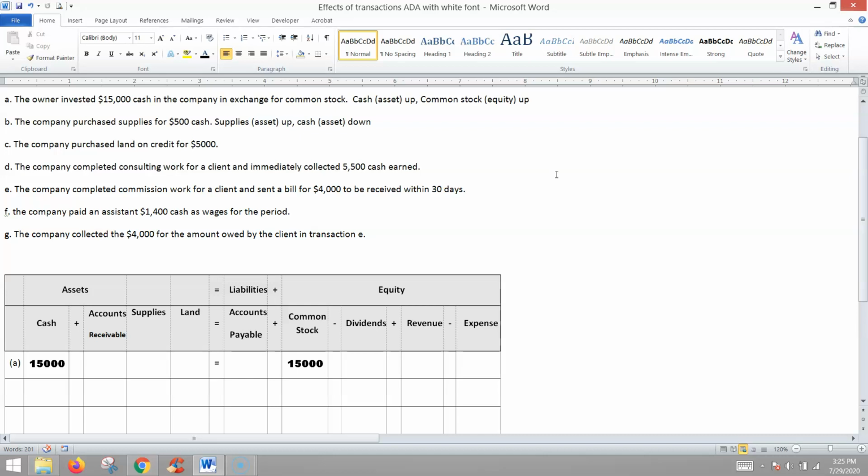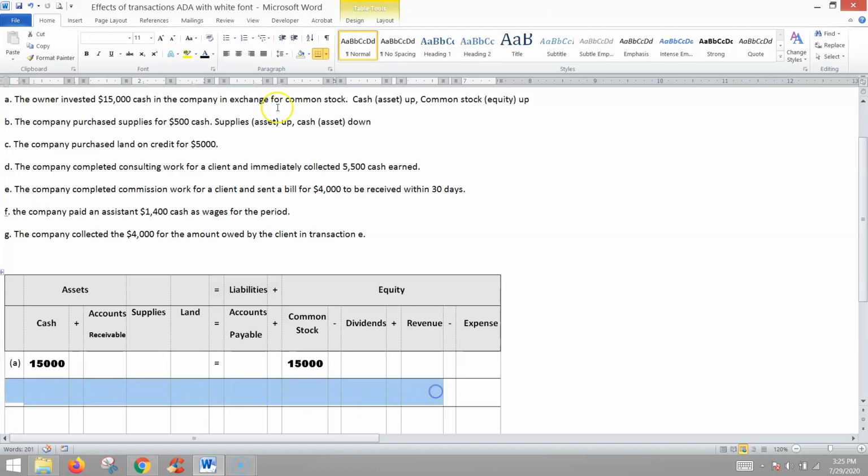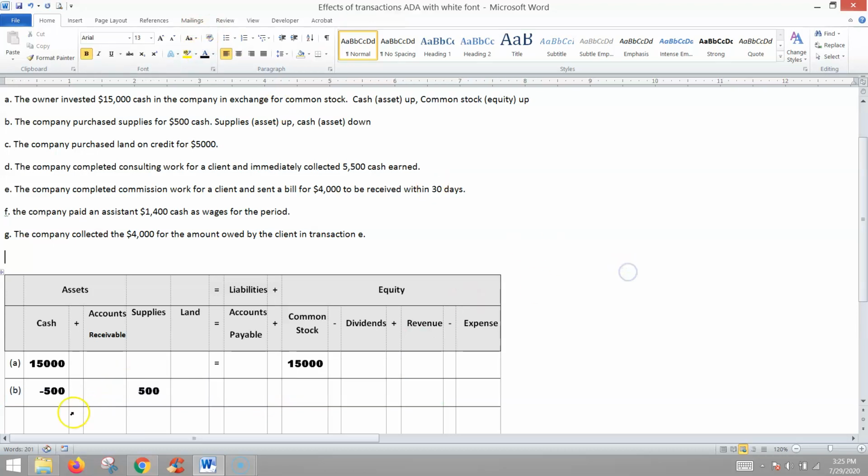So notice that when you have two assets, one has to go up and one has to go down because you always have to stay in balance. So if we put the amounts in our chart, you'll notice that supplies increases by 500 and cash decreases by 500.